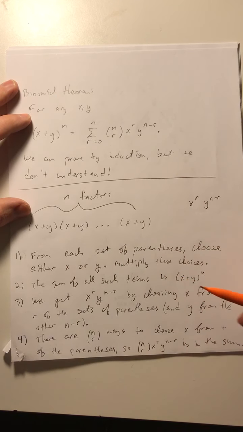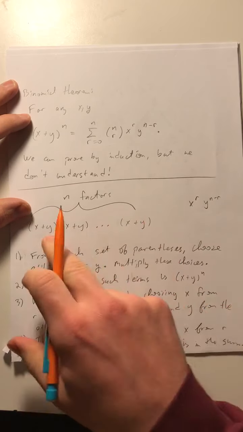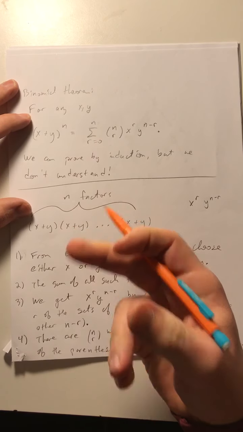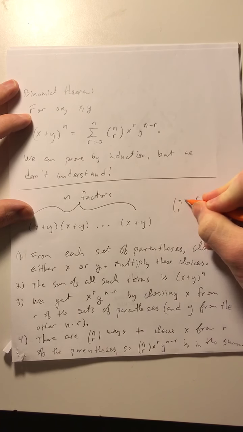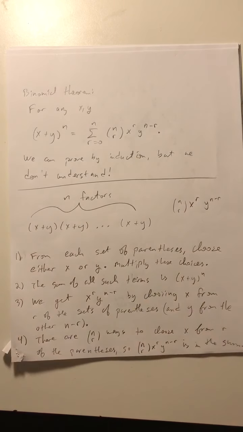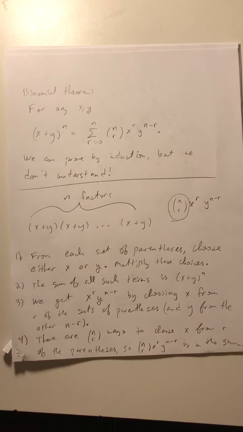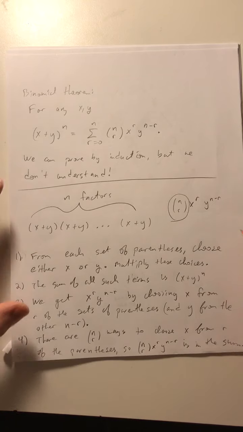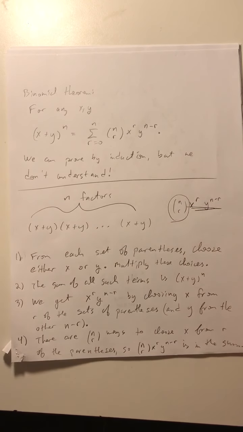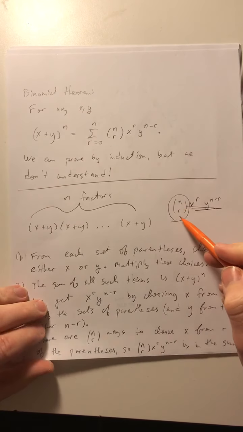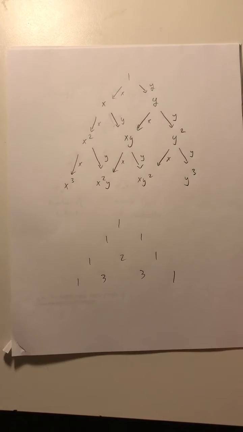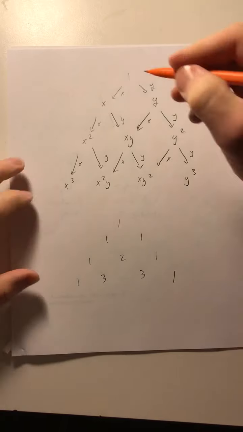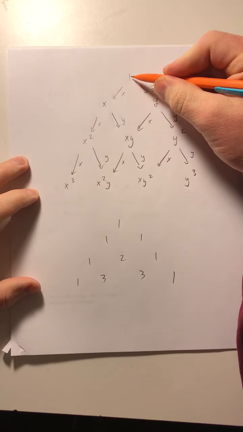So we know how to do this. I have n sets of parentheses and I want to draw x from r of them. There are n choose r ways for me to pick the r sets of parentheses that I'm going to pick x from. Okay, so that's the reason there are n choose r. This x to the power r, y to the power n minus r occurs n choose r times in the expansion.